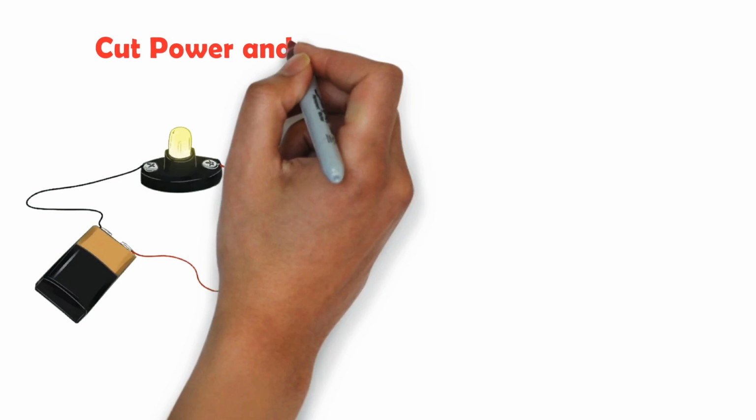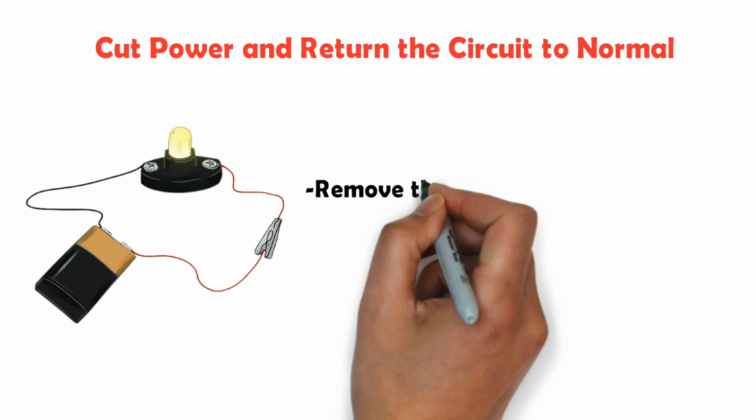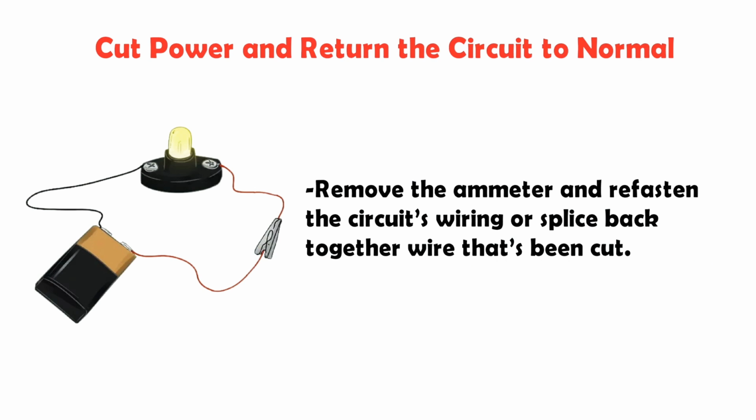Then the last thing we need to do is to cut the power and return the circuit to normal. Now that you have your reading, you can turn off power to the circuit once again. Remove the ammeter and refasten the circuit's wiring or splice back together wire that's been cut.